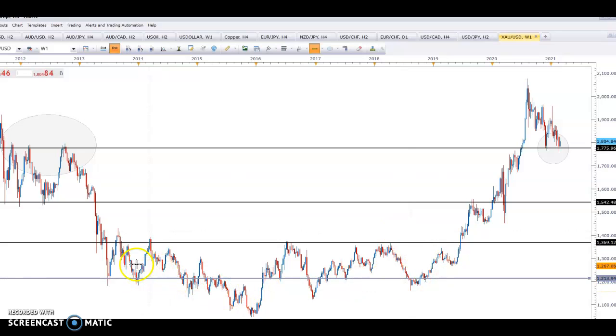So, for instance, here we had this line here touched 1,213 back in 2011. This touched it twice. It touched it 3 times, and then eventually the price failed to stay above this line, and then it fell to $1,000 or thereabouts. Again, once this price moves above this line, it then becomes support, and eventually the price did bounce off it again and move back up.